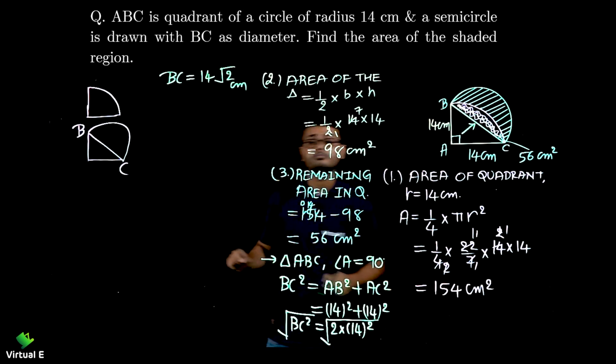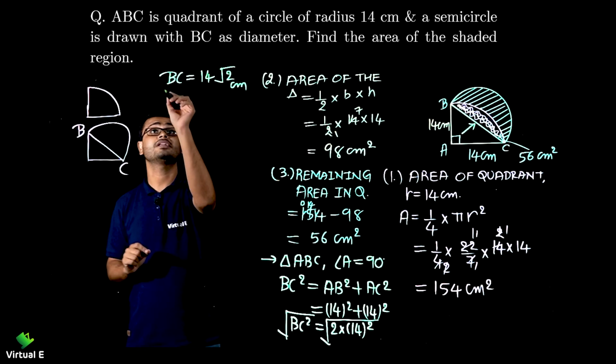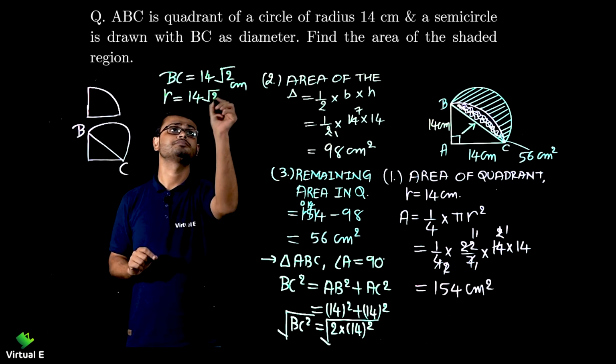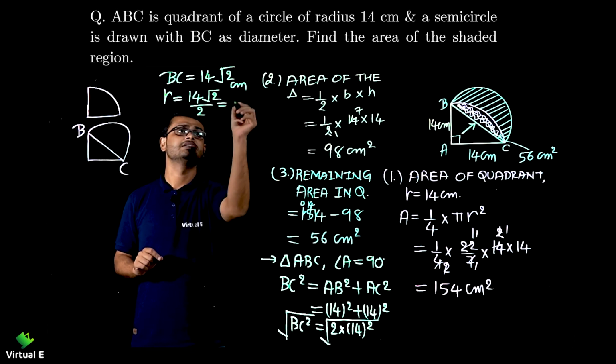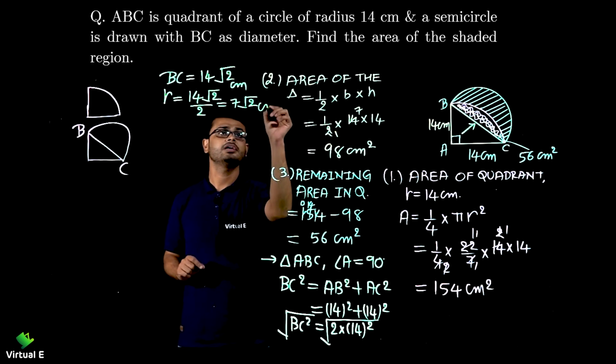But remember, BC is the diameter, not the radius. So to get the radius at this point, you need to divide by 2. That is 7 square root of 2 centimeter.